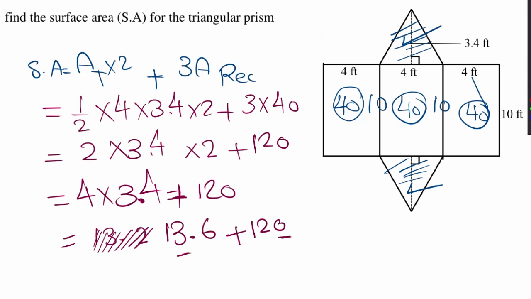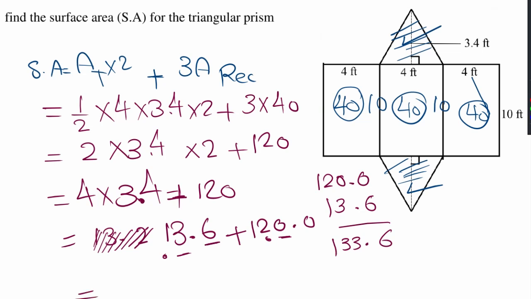Unit. Tens. This is a part of tens. So make a decimal point and add 0. So we have 120. 6. 0 and 6 is 6. 0 and 3 is 3. 2 and 1 is 3. 1. So the surface area will be 133.6 feet squared.